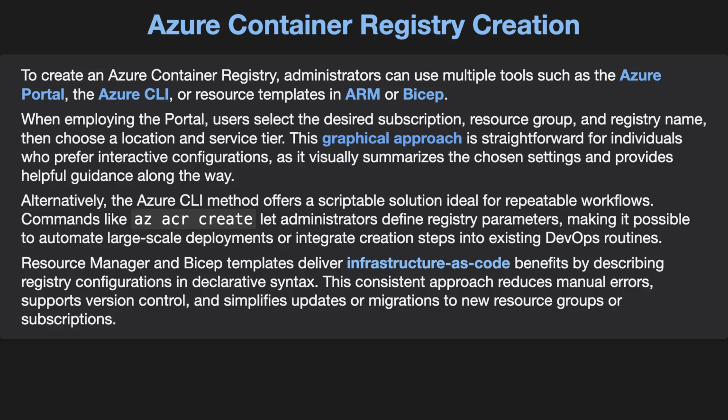Alternatively, the Azure CLI method offers a scriptable solution ideal for repeatable workflows. Commands like az acr create let administrators define registry parameters, making it possible to automate large-scale deployments or integrate creation steps into existing DevOps routines. Resource Manager and Bicep templates deliver infrastructure as code benefits by describing registry configurations in declarative syntax. This consistent approach reduces manual errors, supports version control, and simplifies updates or migrations to new resource groups or subscriptions.